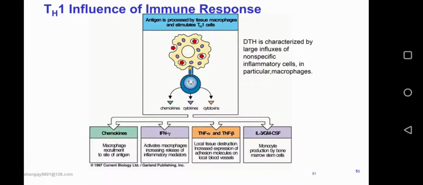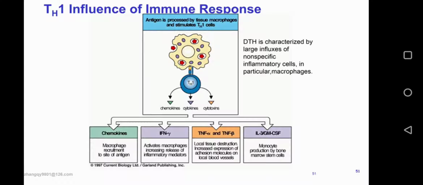Okay, so we go to the mechanism. I have mentioned that type 4 is cell-mediated. So what kind of cell? T cell and macrophage. These are the 2 major immune cells involved in type 4. So you can see here, this is the antigen engulfed by the macrophage.